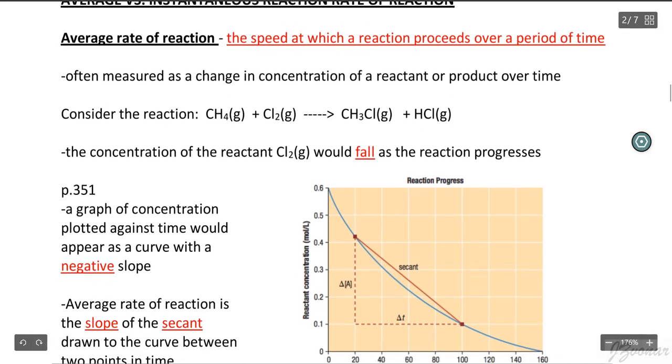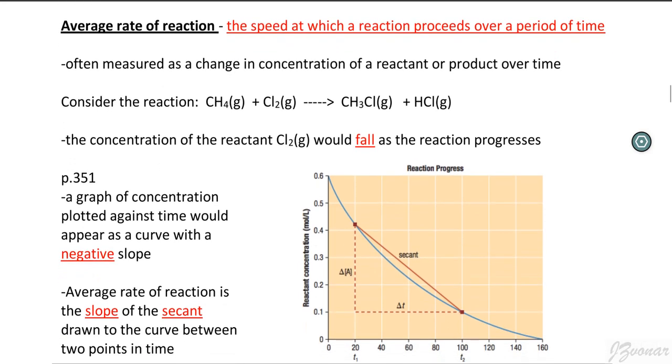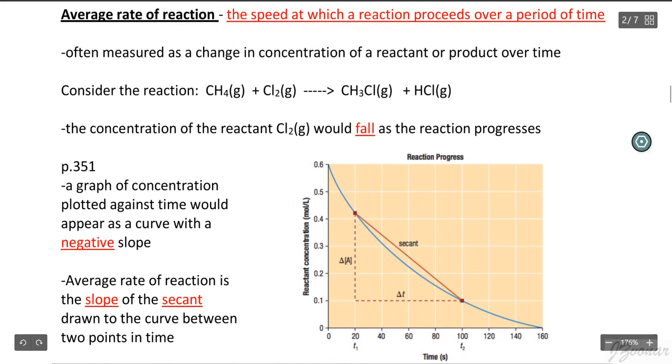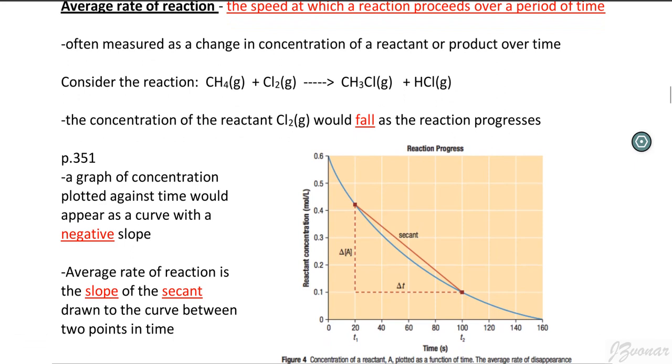So if we take a look at this particular graph here, we are looking at the concentration of chlorine, so it's with respect to the chlorine gas as time goes on. It is a reactant, which means it's being used up. Therefore its concentration should decrease, or fall. It is producing a negative slope.